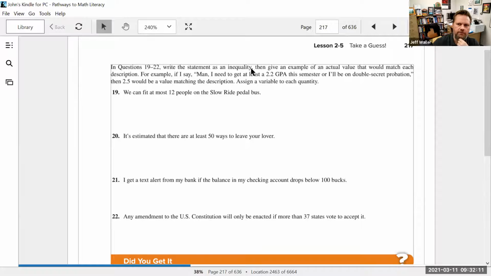All right, now can you write this as an inequality? Man, I need to get at least a 2.2 GPA. Can you write that as an inequality?